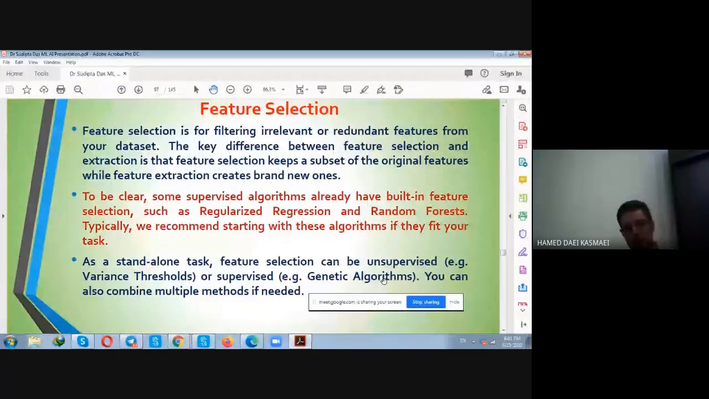One of the most important algorithms that you can use is based on a biological concept, but you can use it for many mathematical problems and many processes, solving the problems with this algorithm. You can have a further study for that. You can also combine multiple methods if needed. Okay.